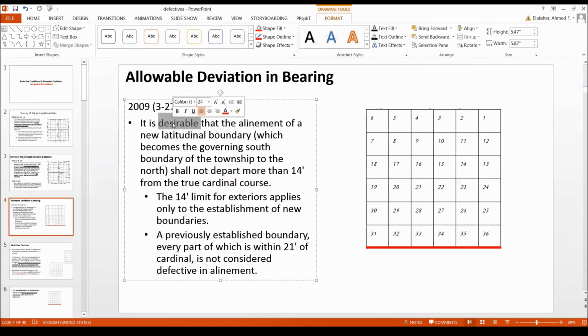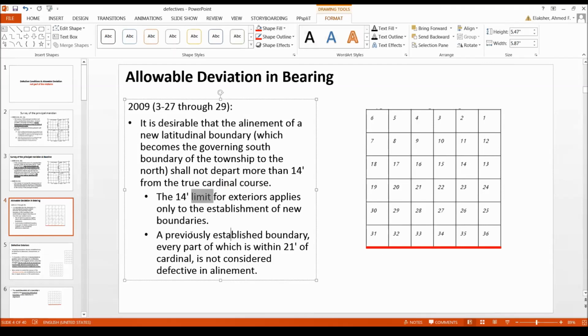Here it says desirable, and this is a manual, so I have to be very careful with the wording here. It's desirable that it shall not depart. Well, here is the limit. So that sets the limit here, and that's what most of us should consider here.